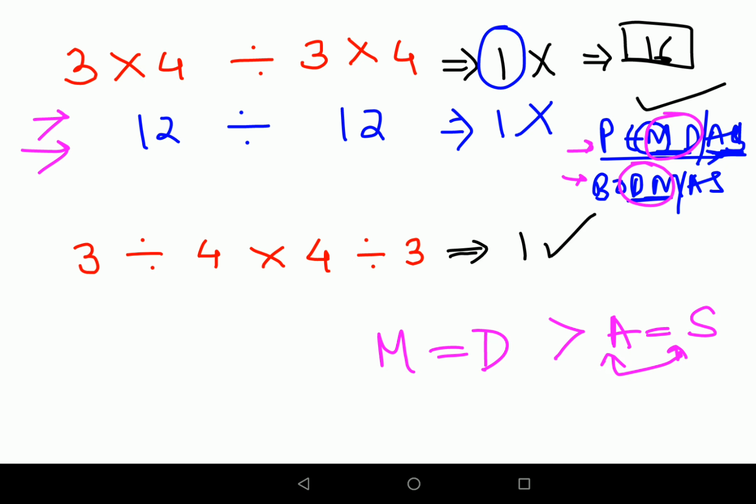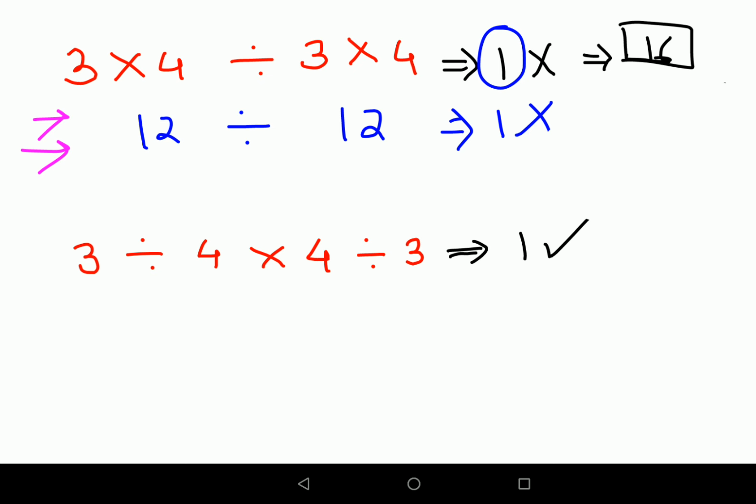So now you might be wondering, then how do you do this? The only precedence to be followed when you have a question which has just multiplication and division or just addition and subtraction is to just go from left to right. So in this case what you will do is we'll first do 3 into 4, that gets you 12.